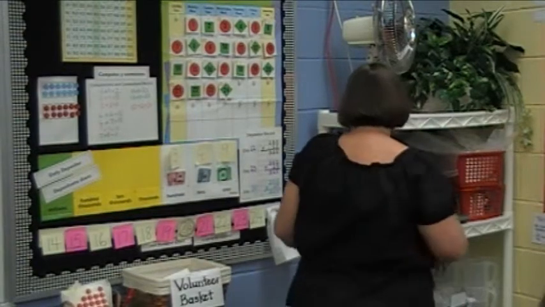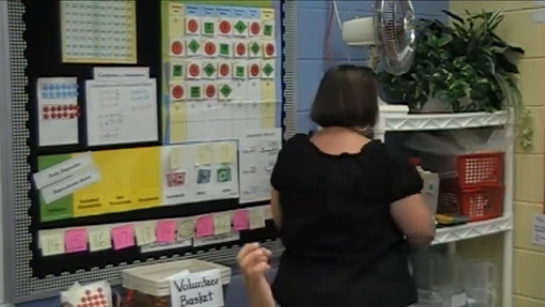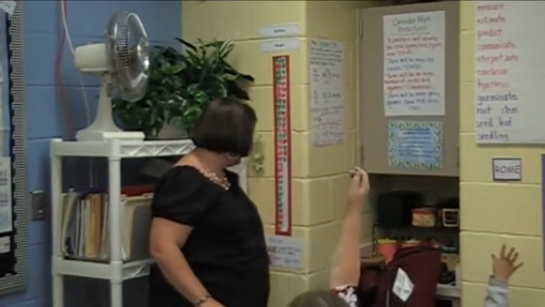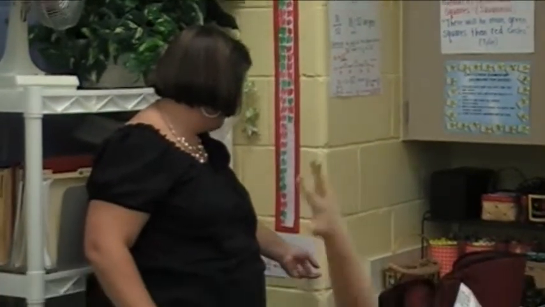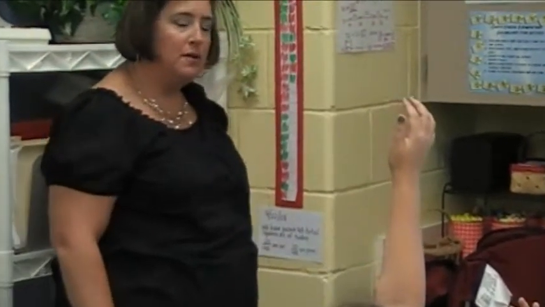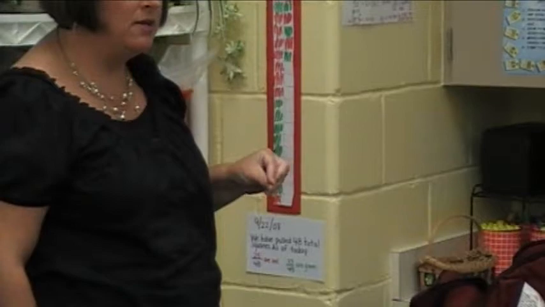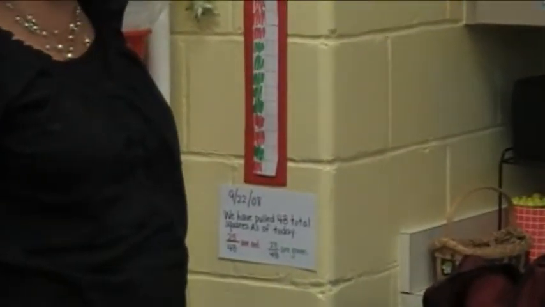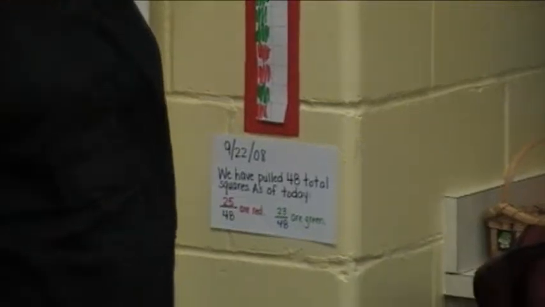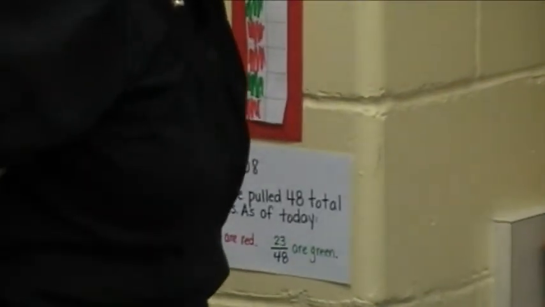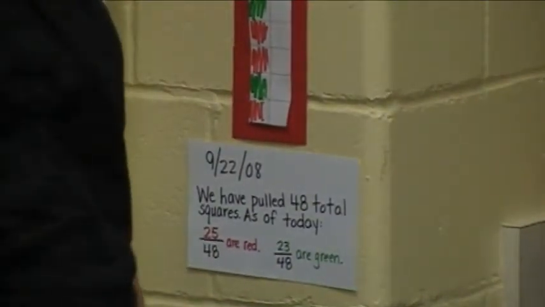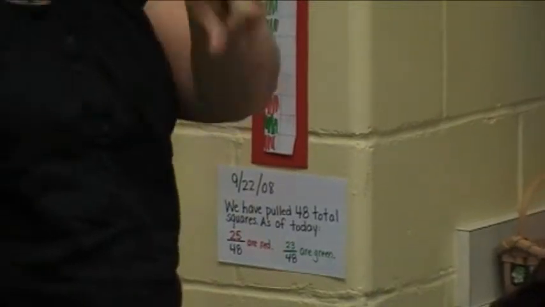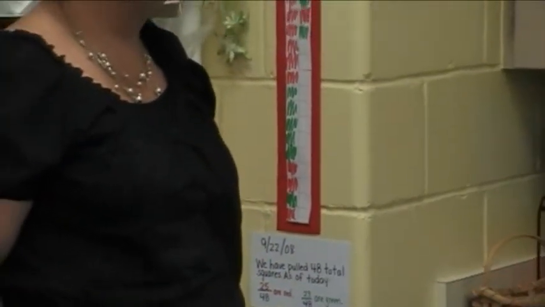And finally, it's time for our graph. Last time we did the graph, we pulled 48 total, and as of the 22nd, we had 25 48ths were red, 23 48ths were green. Do you remember what half of 48 was? Remember the day we did that lesson? How did we figure out what half of 48 was? We did it over here with 32. What is half of 48? 24. Very good. Good job, Lainey.